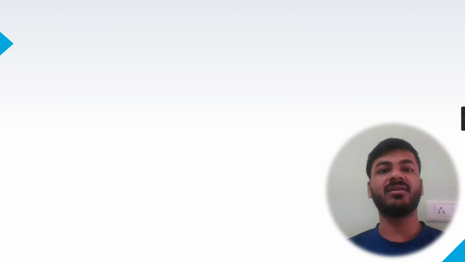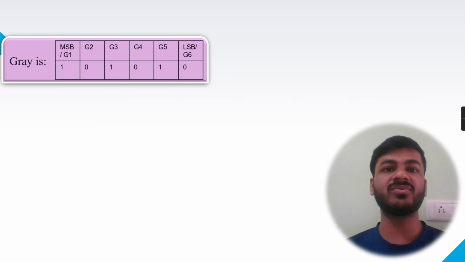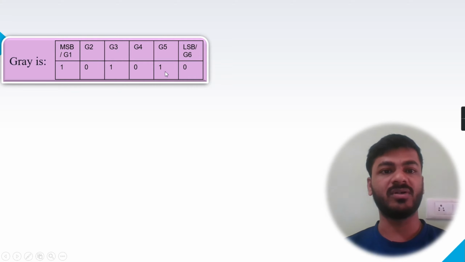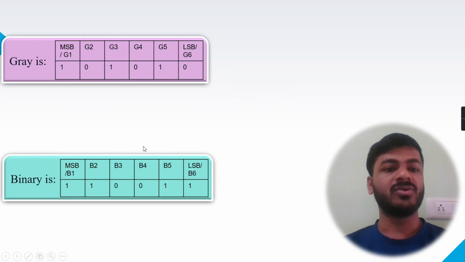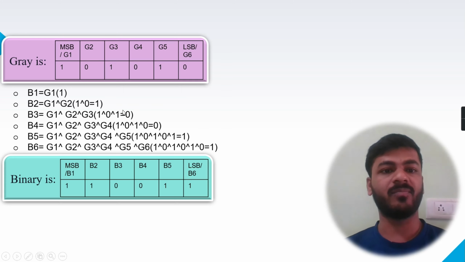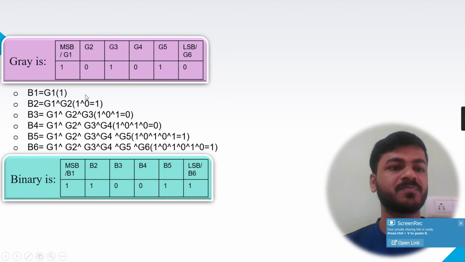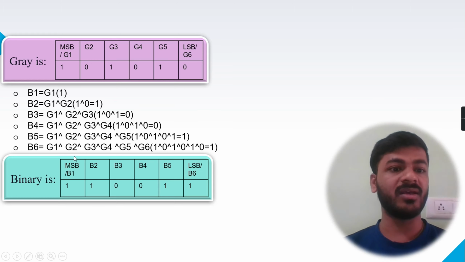Now, to change the Gray code into binary, we have to follow a few steps. Let's understand those steps by using an example. Let's say, for example, we have the Gray code 101010, and if we convert this into binary, the output will be 110011. Now how has it been converted? By following a few steps. First, we directly assign the MSB bit of the Gray code to the MSB bit of the binary code as it is. Here you can see 1 is assigned as it is to the MSB bit of the binary code.